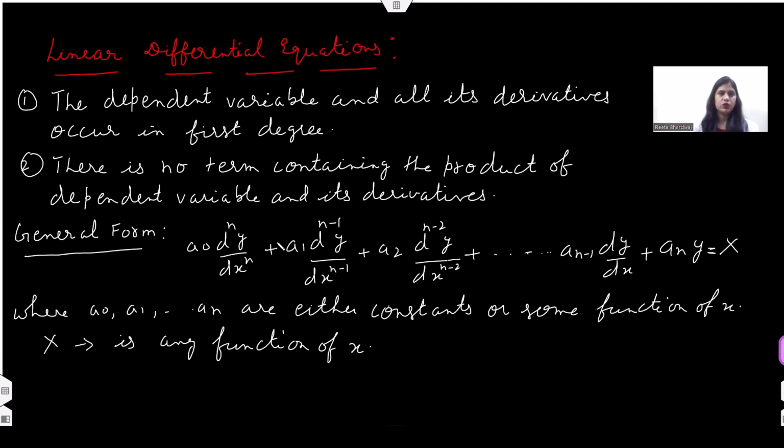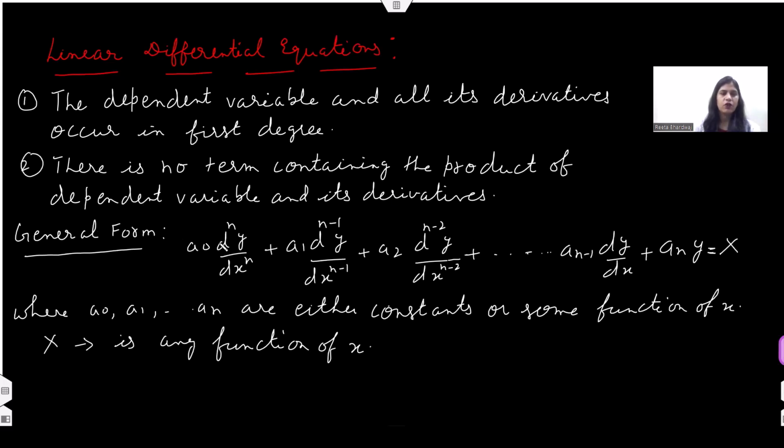Hello everyone. Today I am going to start with linear differential equations: how to know whether the given equation is linear or non-linear. Basically, a differential equation is said to be linear if it satisfies two conditions. The first is that the dependent variable and all its derivatives occur only in first degree, and the second condition is that there is no term containing the product of the dependent variable and its derivatives.